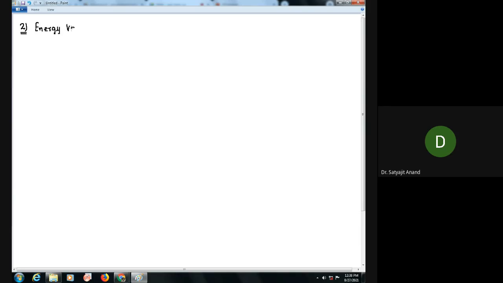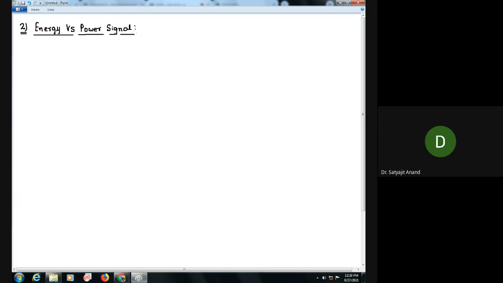energy versus power, energy signal versus power signal. So when do we call a signal energy and when do we call a signal power? This is what we are going to understand here.